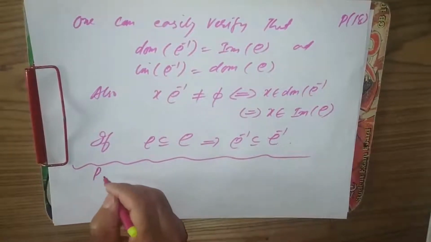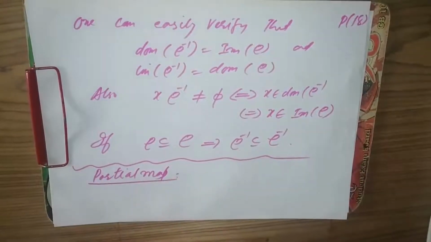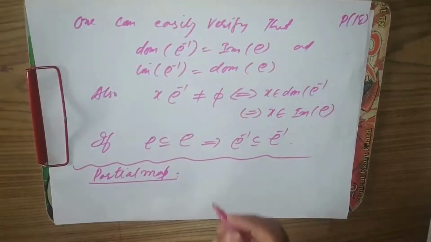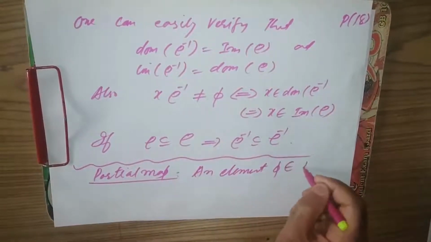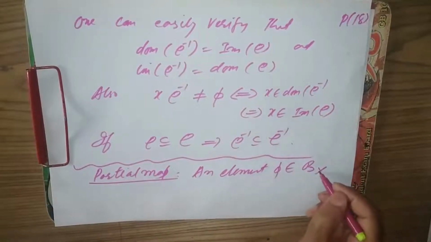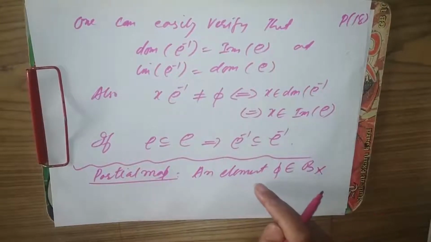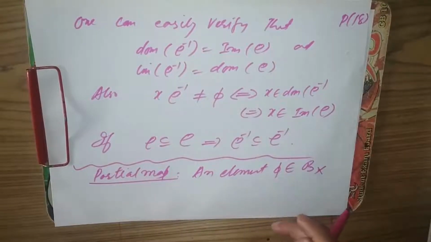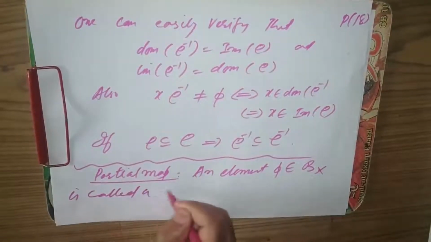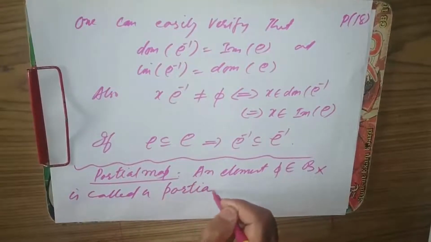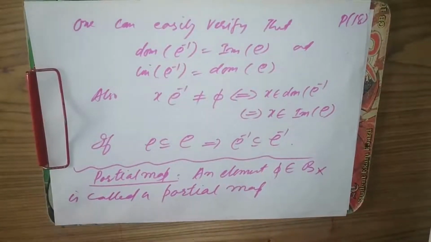So next we define a partial map. An element phi of BX, where BX is the class, the collection of binary relations, so phi is a binary relation on X, is called a partial map.